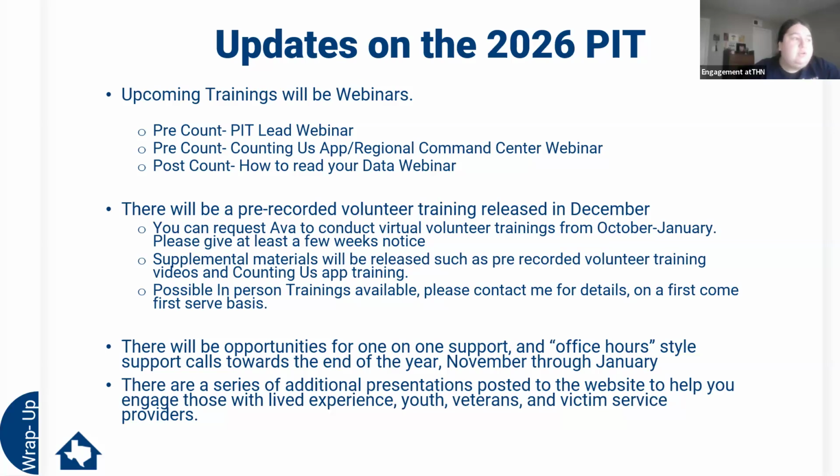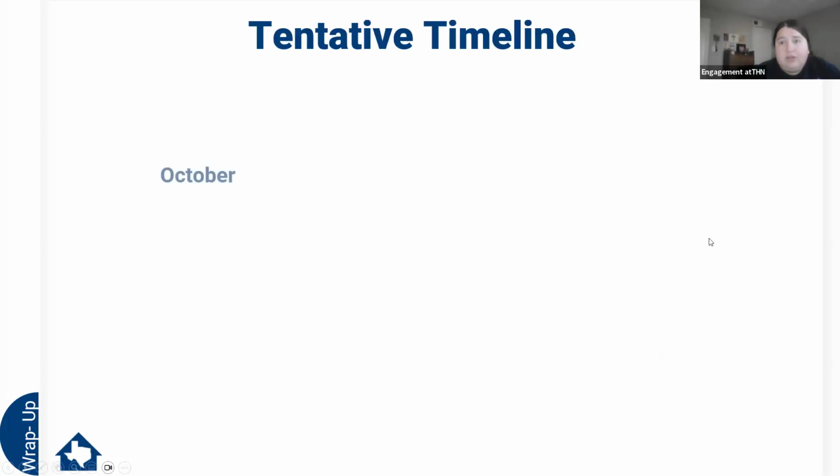I'm also going to have the same opportunities for one-on-one style support calls. So there'll be a form that'll go out pretty soon if you need individual support with your community or have a very specific question that you want to get on a call with me and talk about. And also going to be doing office hours style support calls, which is kind of a meeting like this where we can all chat about strategies that we're using for PIT planning and to ask questions. I'm going to be doing that November through January. And there'll also be a series of additional presentations posted to the website, again, to help you engage those with lived experience, youth, veterans, and victim service providers. Okay, so last thing that we'll talk about is the tentative timeline.